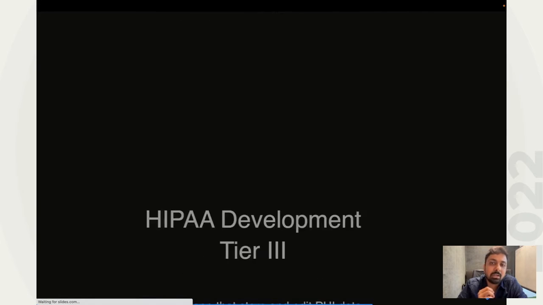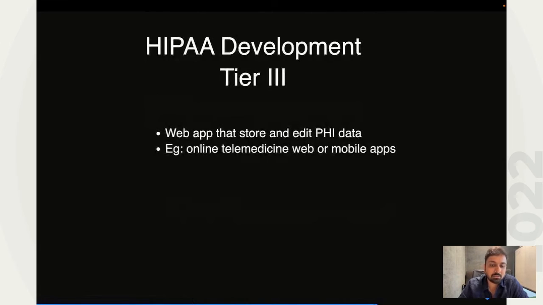Now moving on to the third tier, which is a bit of an extension of tier 2. Here, the application can retrieve the data as well as edit the data. For example, with an online telemedicine application, the healthcare doctor can update the medical history of the user. So it is retrieving data as well as updating the stages of the patient, right? For example, the patient was diagnosed with diabetes stage 1, then it was moved to stage 2. These are the updates which the doctor can make, right?